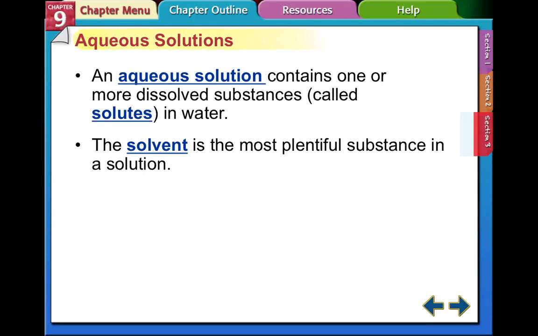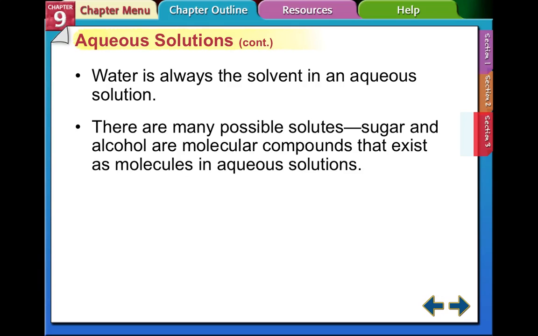Okay, an aqueous solution contains one or more dissolved substances called solutes in water. A solvent is the most plentiful substance in a solution. It is the one that breaks down the other substance, such as the solid. So if you have salt and water, the salt is the solid, that is the solute. The water is the solvent, breaks it down. Water is always the solvent in an aqueous solution.